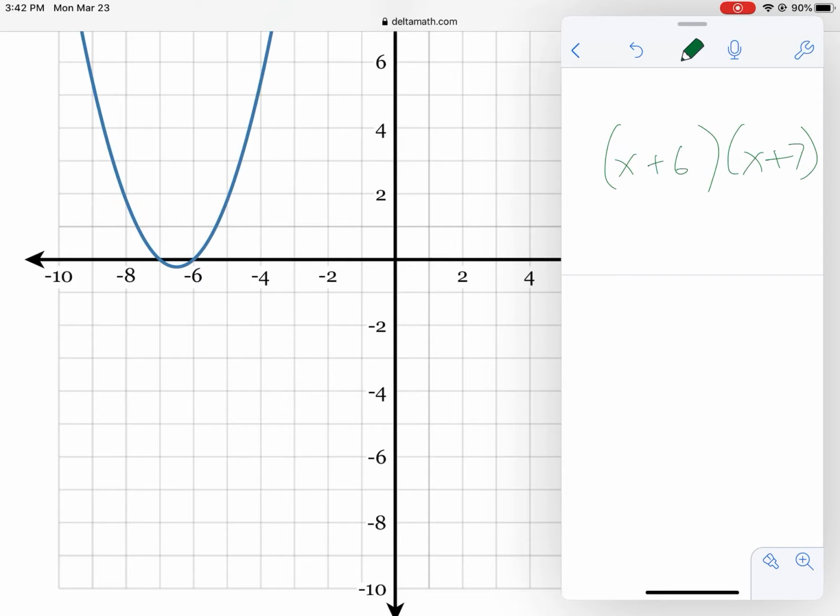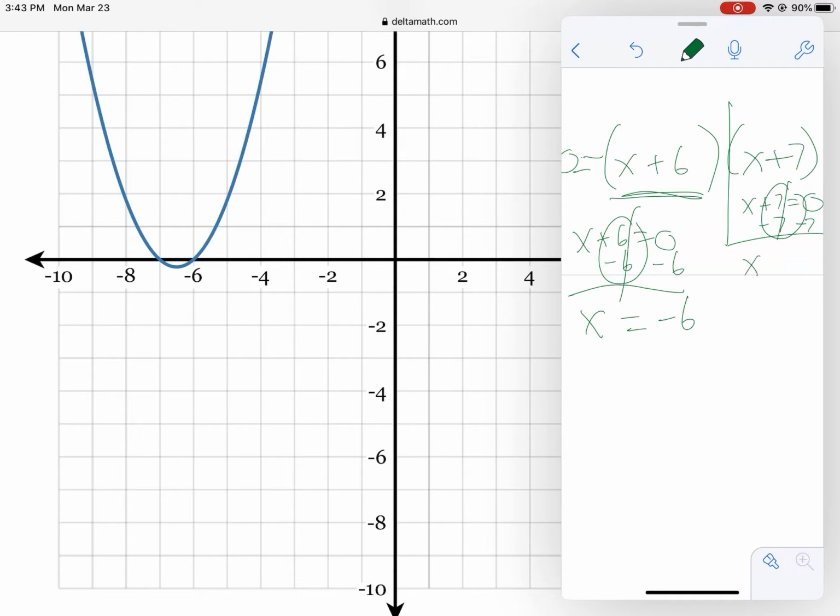Since I had a -6 as an intercept, I should have x plus 6, because if I set this equal to 0, using that zero product property, when x plus 6 equals 0, if I subtract 6 from both sides, I get x equals -6, which was one of my roots. Same thing over here, if I set x plus 7 equal to 0 and subtract 7 from both sides, I get x equals -7, which is my other root.